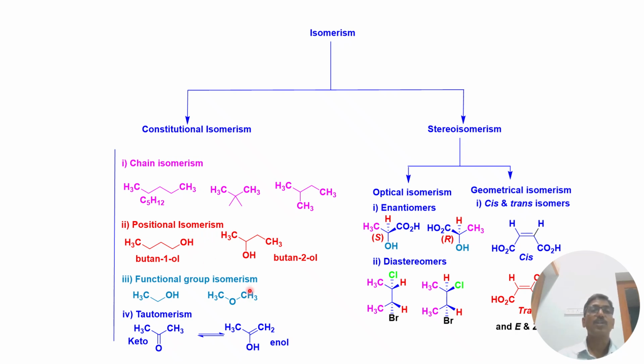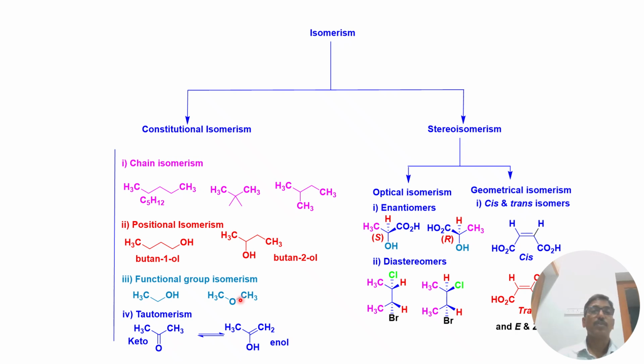And the third one is functional group isomerism. As we all know, a functional group could be alcohol, aldehyde, ketone, or a halogen. Here, ethanol has the OH functional group, whereas ether has oxygen as the functional group. But when you talk about the molecular formula, both of them have the same molecular formula, C2H6O, if you calculate it for ethanol as well as dimethyl ether.